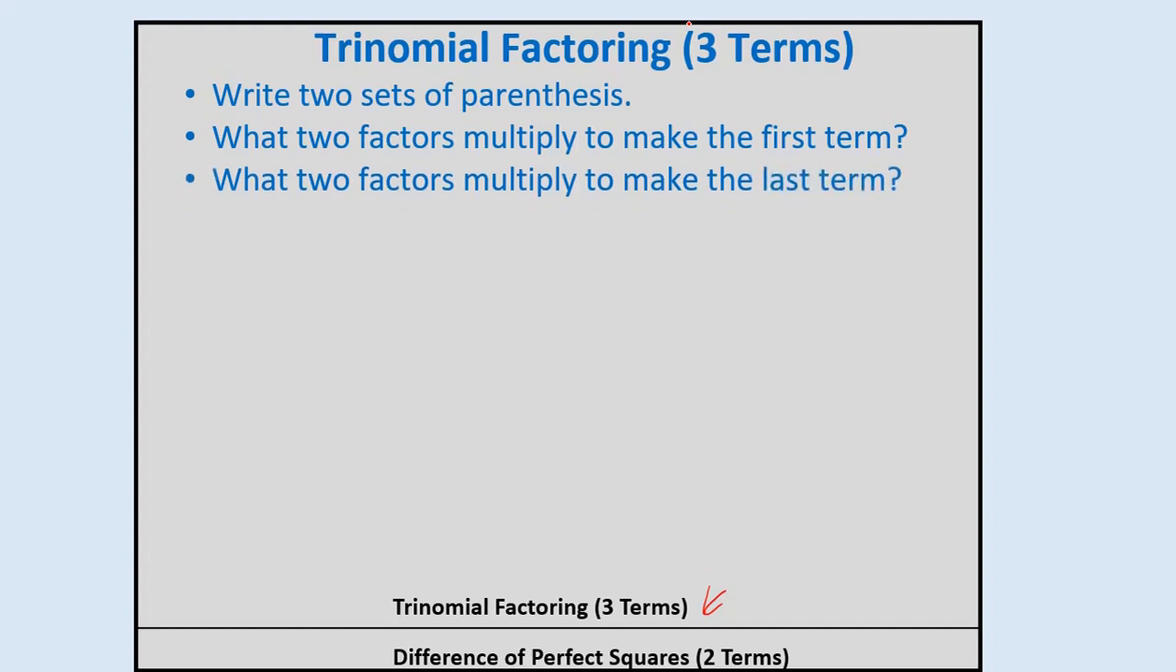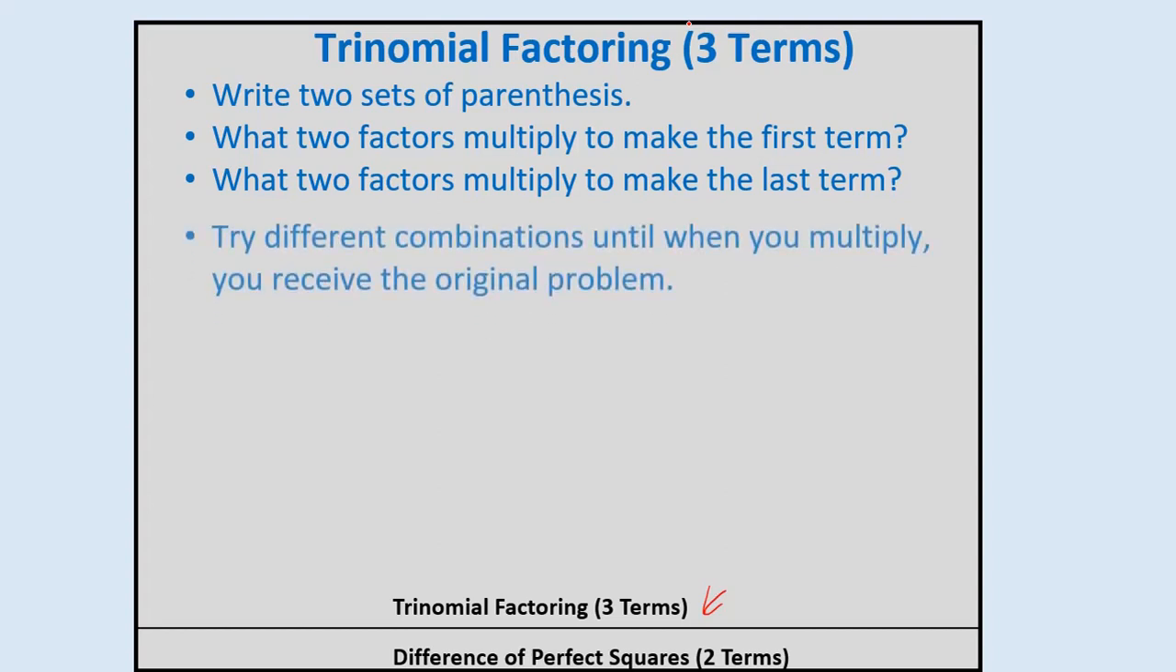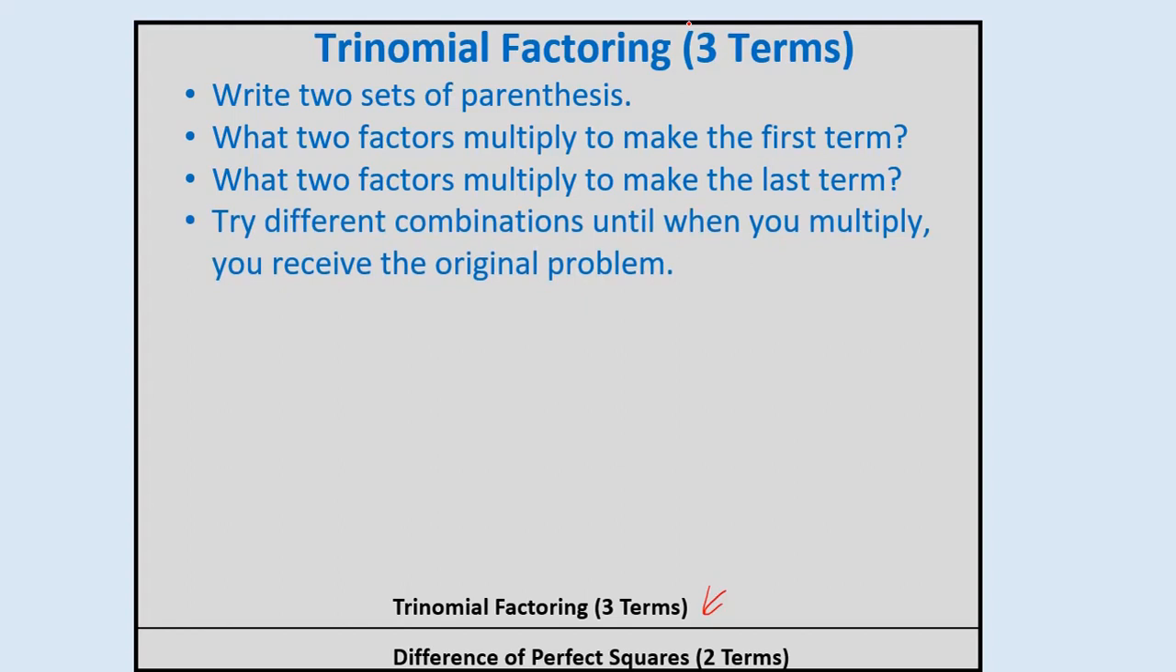Then we're going to ask ourselves, what two factors multiply to make the last term? So if it's a 7, well, 7 times 1 will give us that, right? When I say the word factors, remember that's what multiplies to give it. What two numbers are going to multiply? And then we're going to try different combinations until, when you multiply, you receive the original problem. A lot of people will call this the guess and check method because that's honestly what it is. You're guessing and checking until you find the right answer.